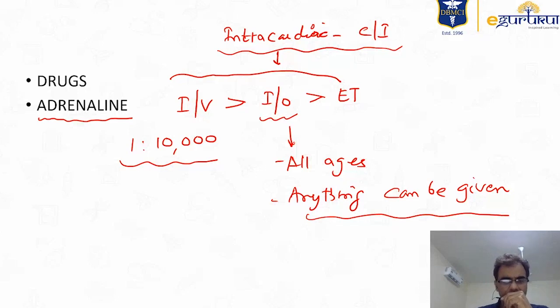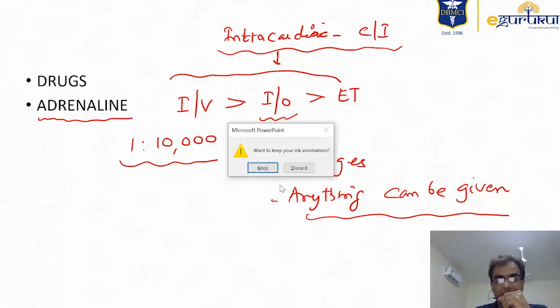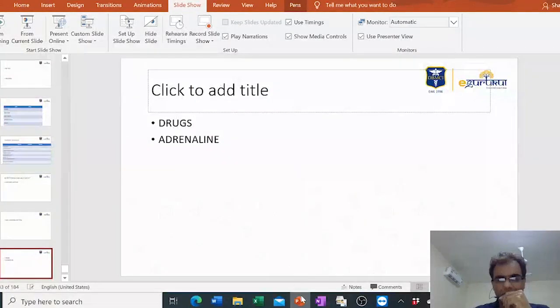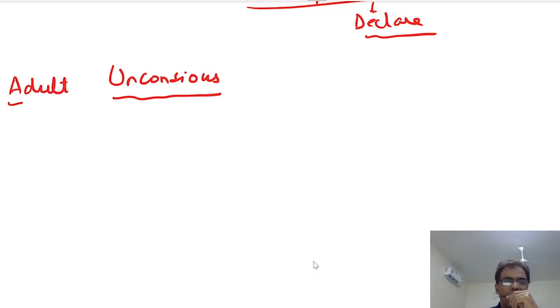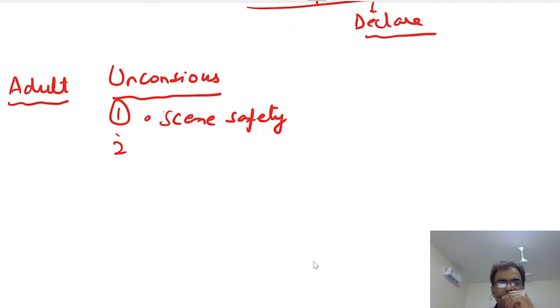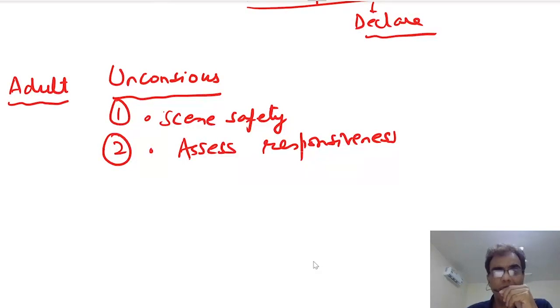So what actually should be the sequence when you encounter an unconscious patient? Say an adult patient. If you encounter an unconscious adult patient, first is scene safety. Very important. If not, say the building is falling and you start doing CPR. Scene safety. After that, assess responsiveness. And how do you assess responsiveness? By shaking and shouting. Maybe the person is just sleeping, so you don't start CPR straight away. So assess responsiveness by shaking.